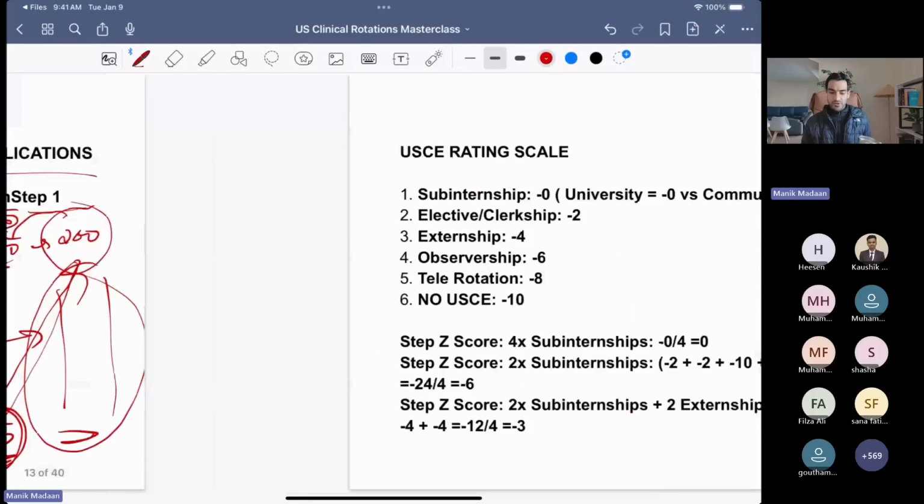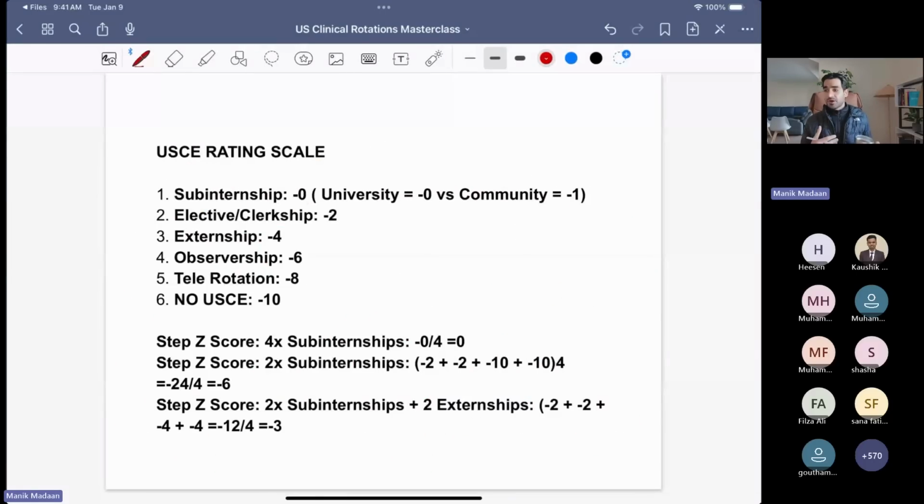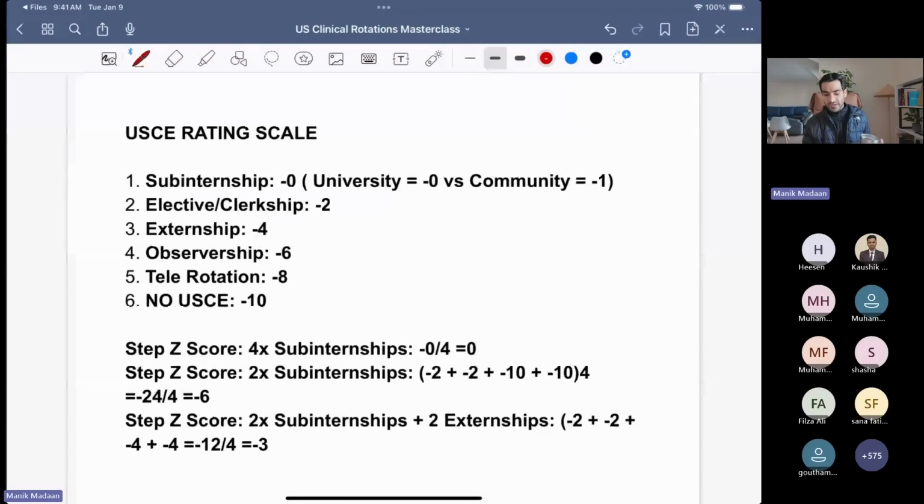Let me give you an example of how this works, right? So whenever you do a US clinical experience, all programs have what we call a USCE rating scale, the United States clinical experience rating scale, where they look at a sub-internship, right? I'll tell you what a sub-internship is, but this is the best kind of USCE you can get, right? So a sub-internship would have a score of -0. If it's a sub-internship in a university program, it's -0. If it's a community sub-internship, you get a -1 subtraction out of your score, right? If it's just an elective clerkship, you get a -2.